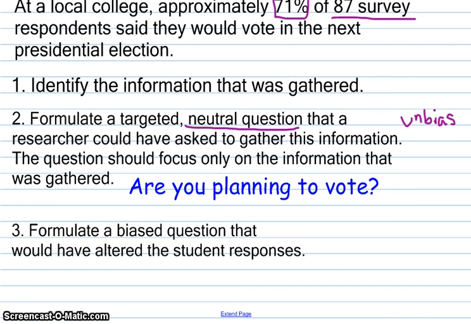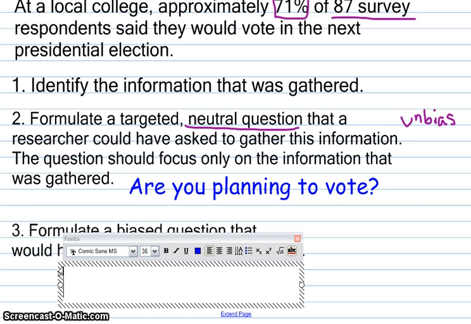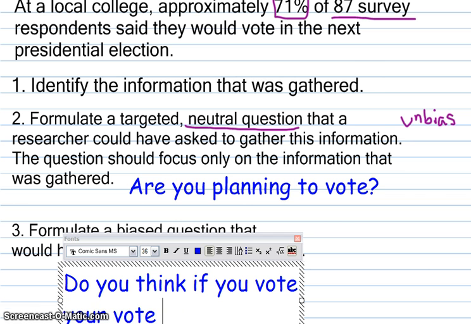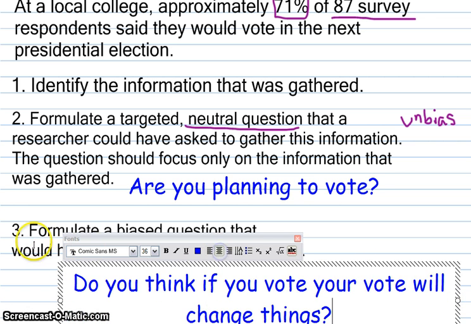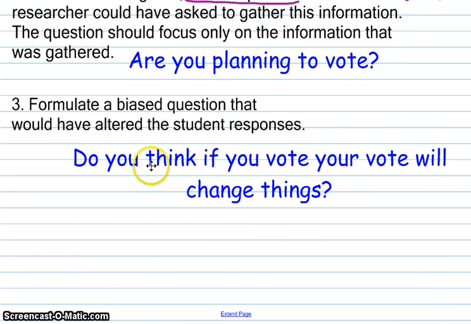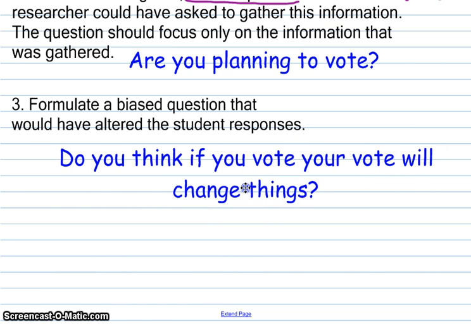The next thing they want us to do is formulate a biased question. So in other words, a bad question. That means either we want them to say yes, they are going to vote, or no, they are not going to vote. So one example of such a question is, do you think if you vote, your vote will change things? Because if they do not believe that their vote is going to change something, why should they vote in the first place? So it's kind of trying to swing people to the other way of thinking.